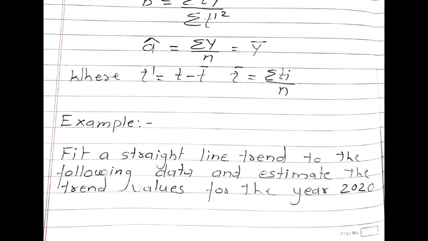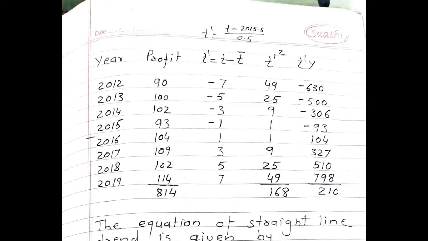See the example. Fit a straight line trend to the following data and estimate the trend values for the year 2020. See, year and profit values are given. This example is different because the number of years is 8. In the previous lectures we have seen, if the number of years is 5 or 7, we can get the exact middle year, but here we cannot get the exact middle year.